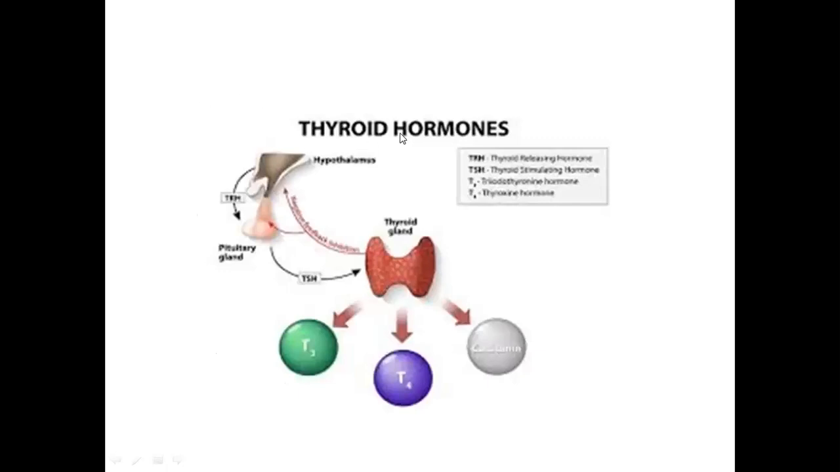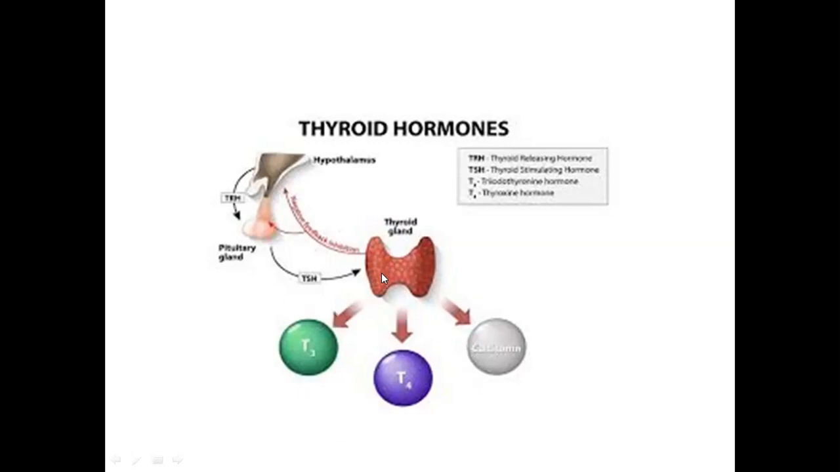Now you can see in this picture the thyroid gland, which is present in the neck. It is being controlled by the pituitary gland, and the pituitary gland in turn is controlled by the hypothalamic region of the brain. There is a hormone secreted by the hypothalamus known as the thyroid releasing hormone, TRH, and this TRH stimulates the anterior pituitary to release the TSH, that is thyroid stimulating hormone. This hormone acts on the thyroid lobules and stimulates them to produce the thyroid hormones.